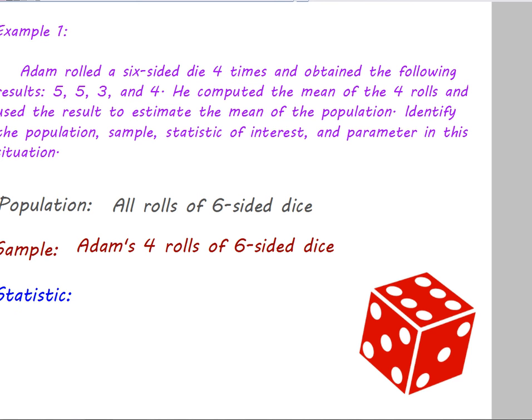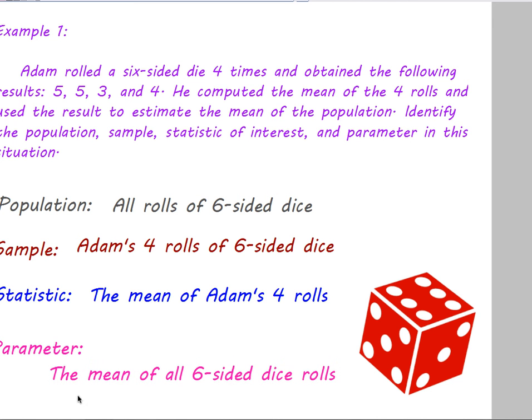The statistic, now remember, statistic comes from his sample. S and S go together. The statistic of his sample was the mean of just his 4 rolls. And of course the parameter is what he's going to predict for an entire population. He's going to use his statistic to estimate the mean of all six-sided die rolls.